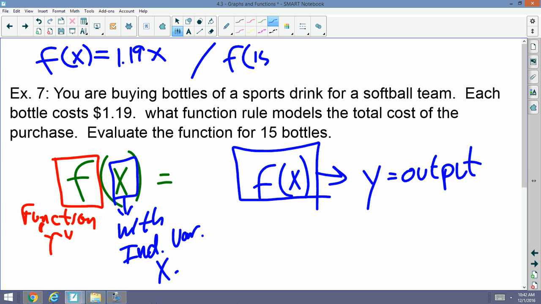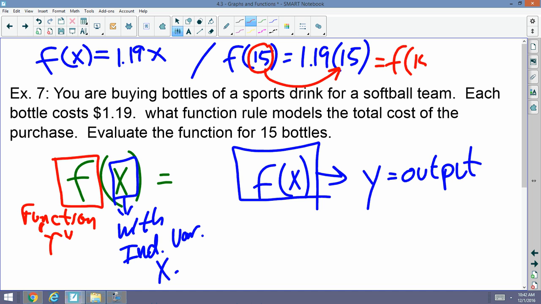Because f of 15 now equals 1.19 times 15. Guys, do you see that the x is the independent? I'm replacing the x with 15 here. And what's the dependent? The actual answer. So f of 15 equals 1.19 times 15, which equals $17.85.